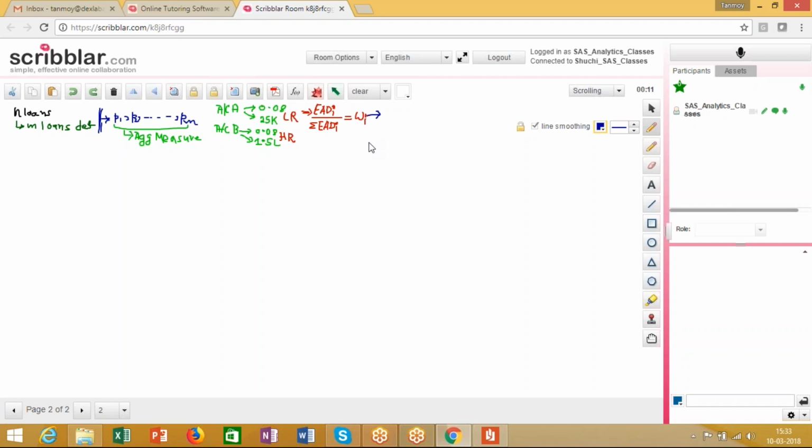This weightage is nothing but the relative importance which is given to each observation.